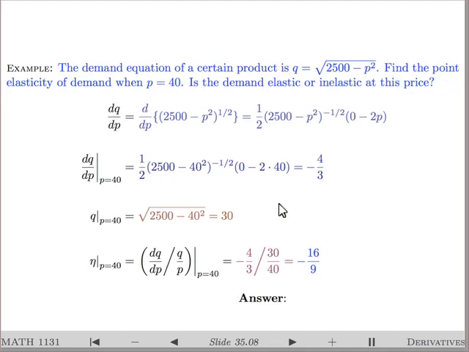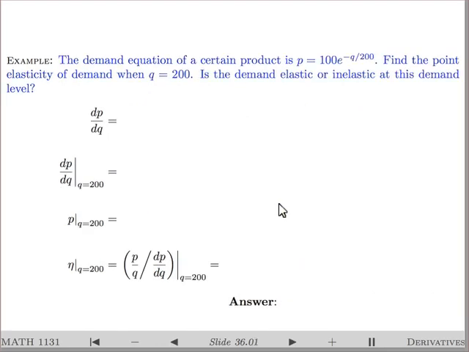Its absolute value of 16 over 9 is bigger than 1, which means the demand is elastic. It means that if the price is increased by a small percentage, demand will go down by a percentage which is larger than that. So a 1% increase in price will produce a decrease in demand of more than 1%. In this case, a 1% increase in price produces almost 1.7% decrease in demand. So the demand is elastic.